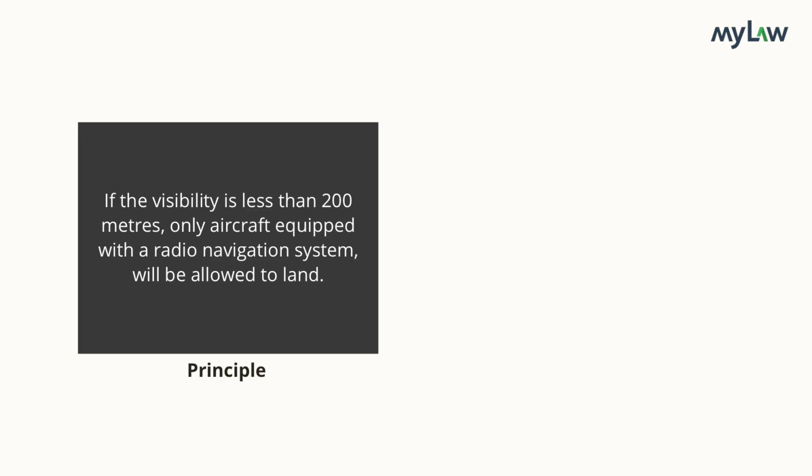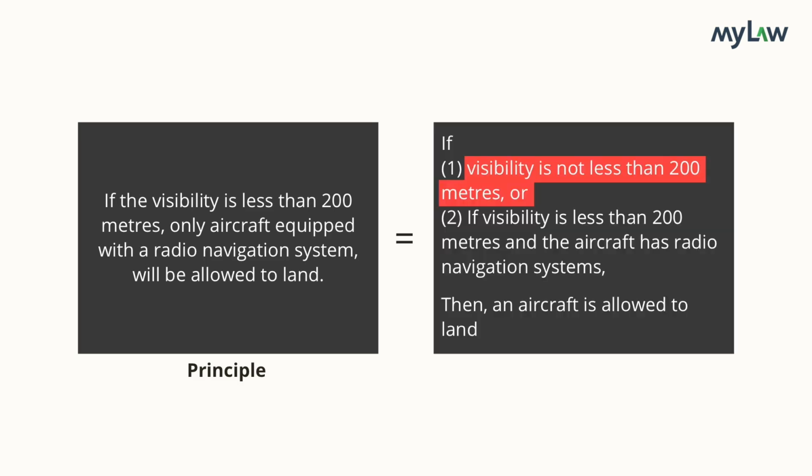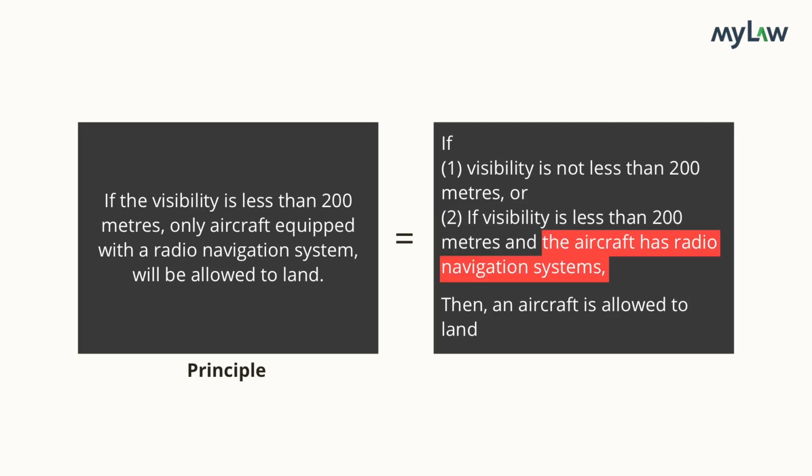What is unsaid in this principle is that when visibility is not poor, an aircraft is allowed to land, no questions asked. So there are really two situations in which an aircraft is allowed to land. One, where the visibility is not less than 200 meters, then the aircraft is allowed to land, no questions asked. Two, where the visibility is lower than 200 meters and the aircraft has a radio navigation system. We have noted here that these two situations cover the total number of situations: situations where visibility is poor and situations where visibility is not poor.